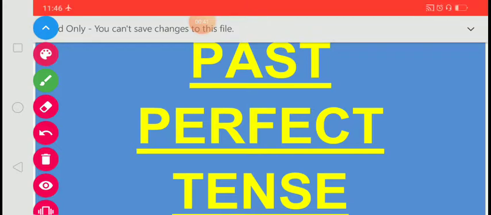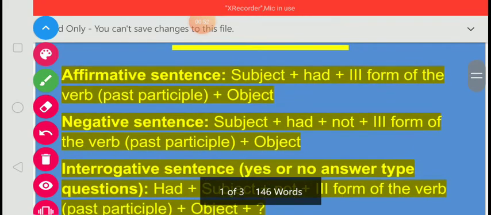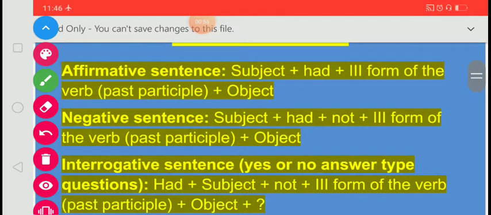Past perfect tense is almost the same as present perfect tense. The only difference is in the helping verb. In present perfect tense, we use the helping verb has, have, while in past perfect tense, we use the helping verb had with all the subjects, and the rest of the structure of the sentence remains the same as present perfect tense.